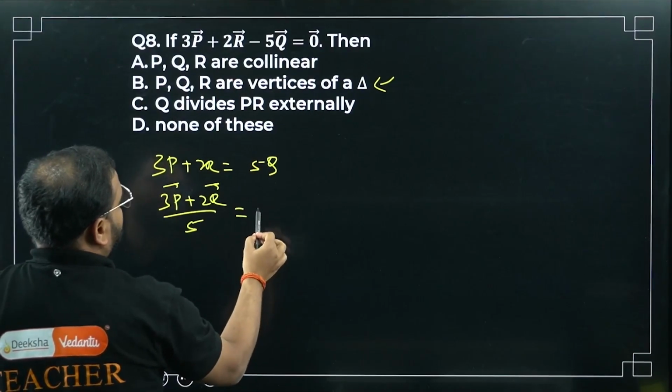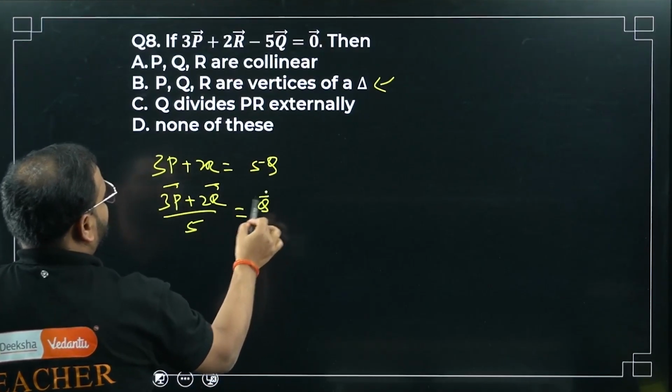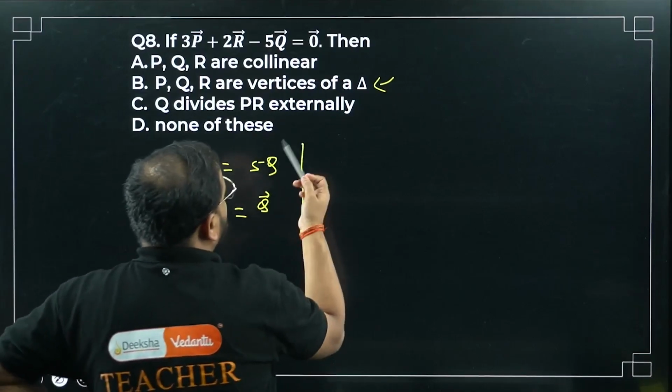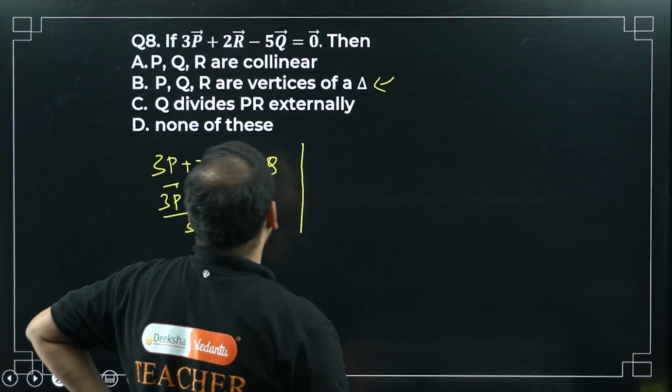0.5. How much is that? No, sir. So we have to check for collinearity. Just one second. Let's see.